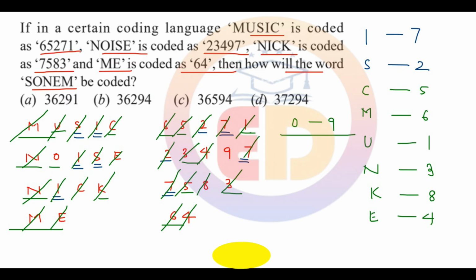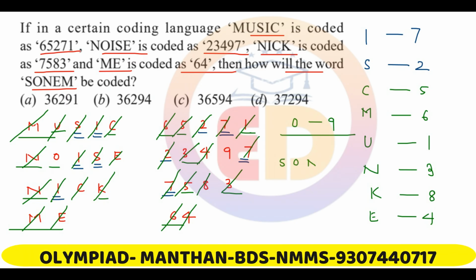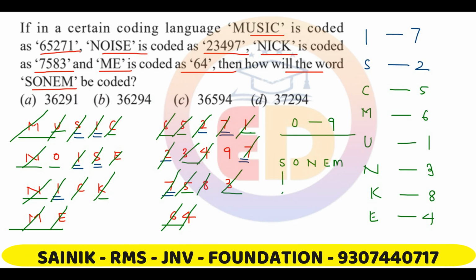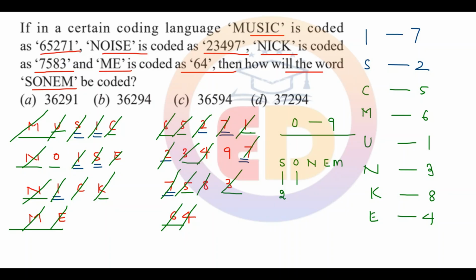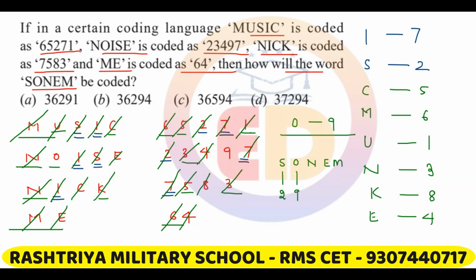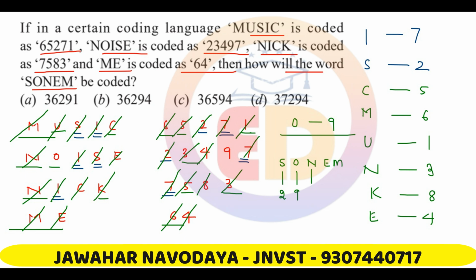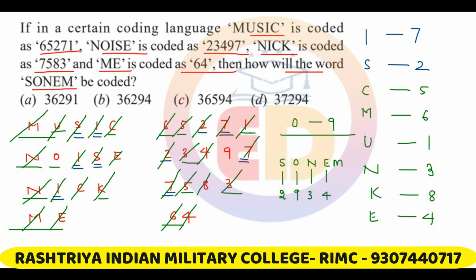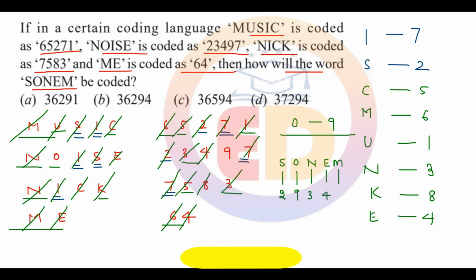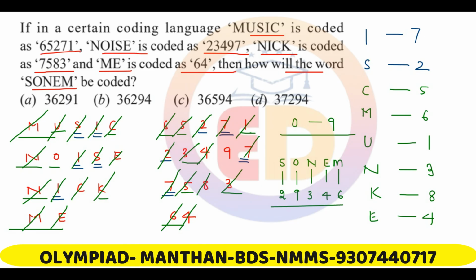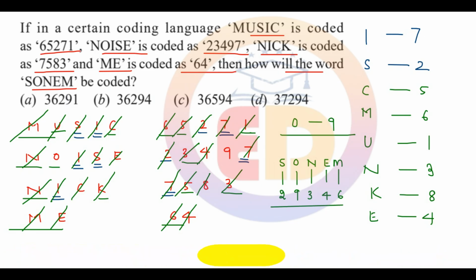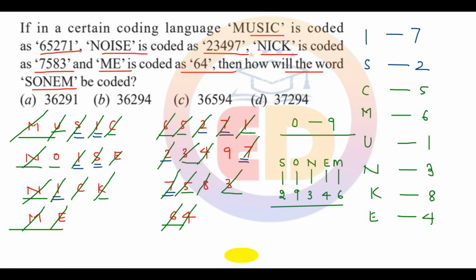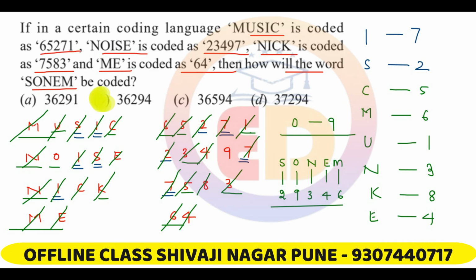Now the question is asking the code of SONEM. Code for S is 2. Code for O is 9. Code for N is 3. Code for E is 4. And code for M is 6. Answer is 29346. Now this also you have to find out, because they have not given this in the proper order. 29364, it is present in option number B.